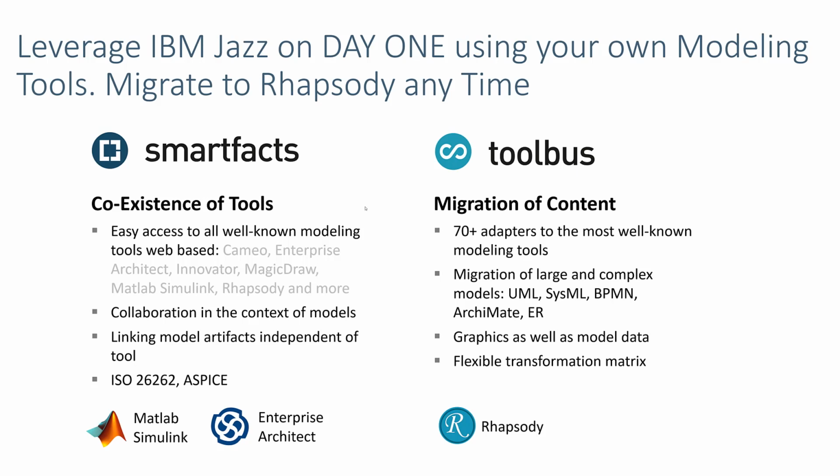We have a second concept, Tubas, which actually migrates content. So you migrate, for instance, a UML model from one tool to the other, and this helps you to, for instance, migrate an Enterprise Architect model to Rhapsody. So you can use your tools of choice, MATLAB and Enterprise Architect, from day one on in the context of Jazz. But whenever you want to decide to migrate to the Rhapsody tool family, then there is a way to do that, and Tubas can help with migrating that content.